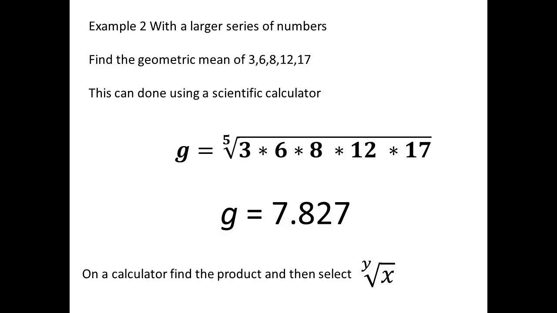If there is a large series of numbers, then you might wish to make use of a scientific calculator. To find the geometric mean of 3, 6, 8, 12 and 17, we take the fifth root of the product of 3, 6, 8, 12 and 17. This gives us an answer of 7.827. On a scientific calculator, you will find a key which is labelled the y root of x. Enter the product and then press this key.